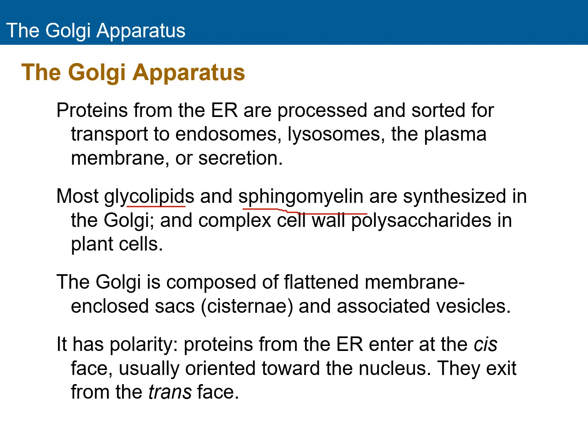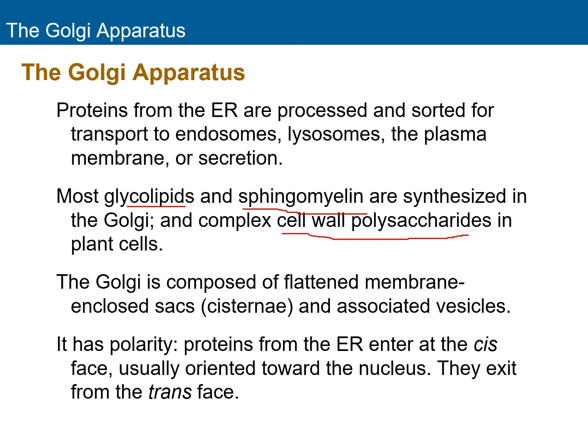Both of those are part of the cell membranes. And also polysaccharides are produced here, which are designed for the cell wall in the case of plant cells. The structure of the Golgi apparatus is kind of like stacks of pancakes, which are put right on top of each other. All of those pancakes are separate from each other, but once they're placed in a stack, it looks as if they're part of the same body.